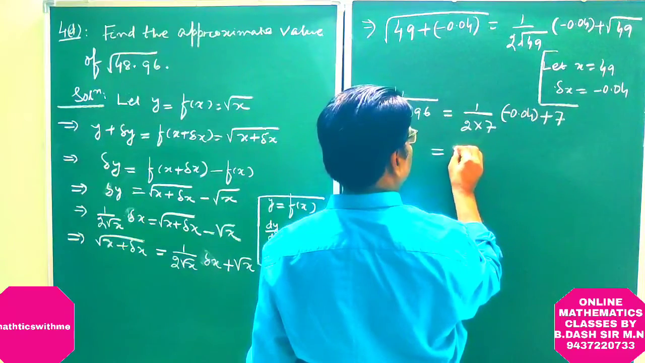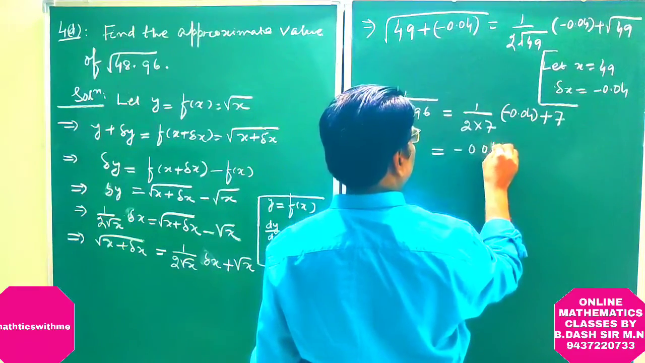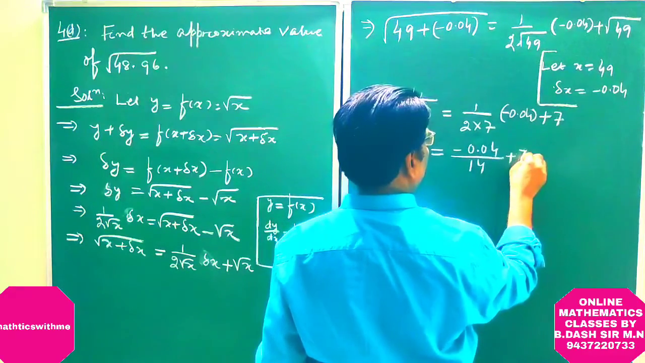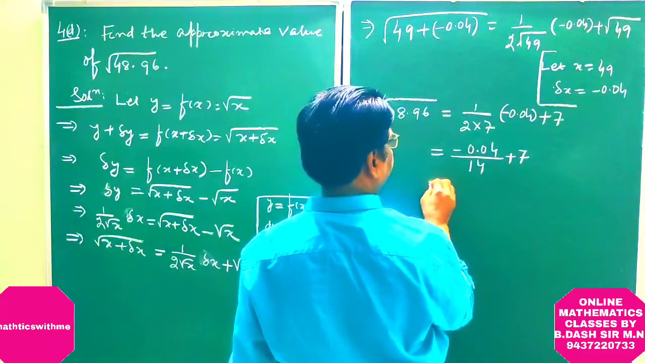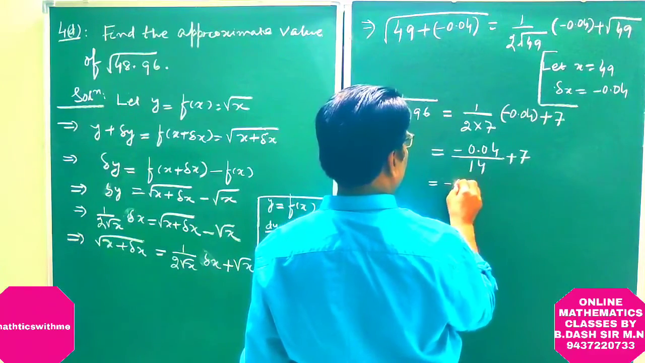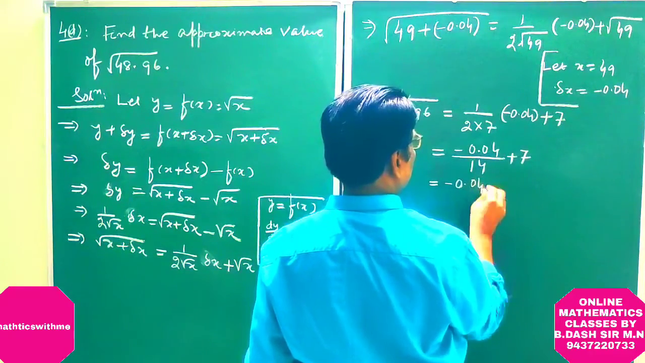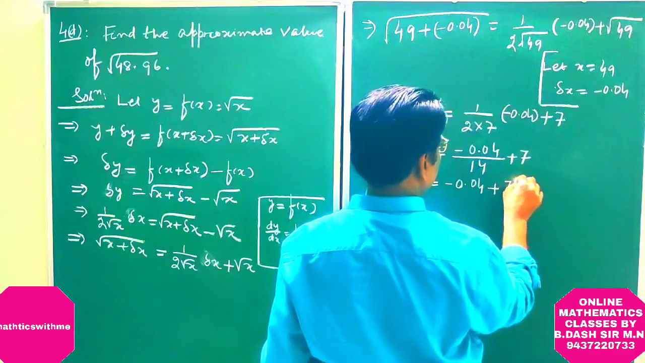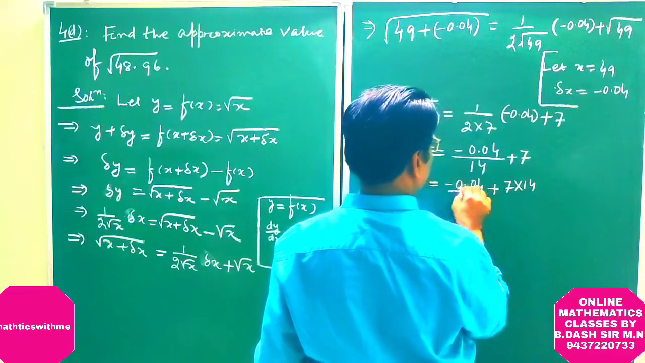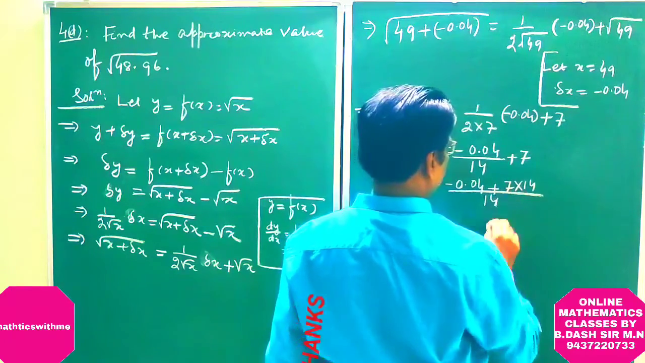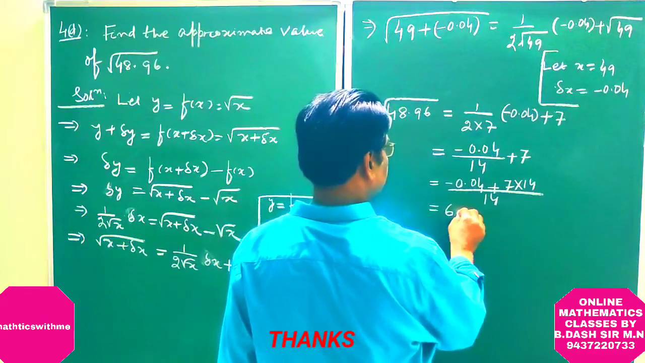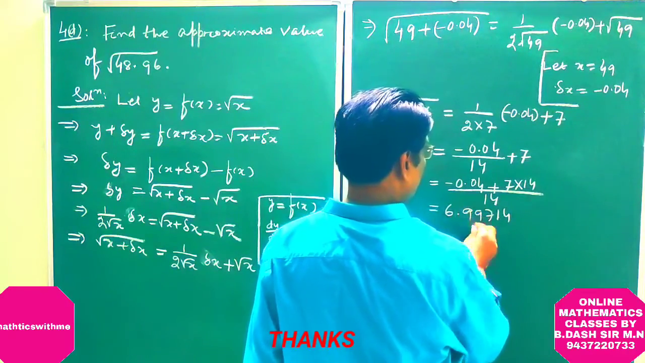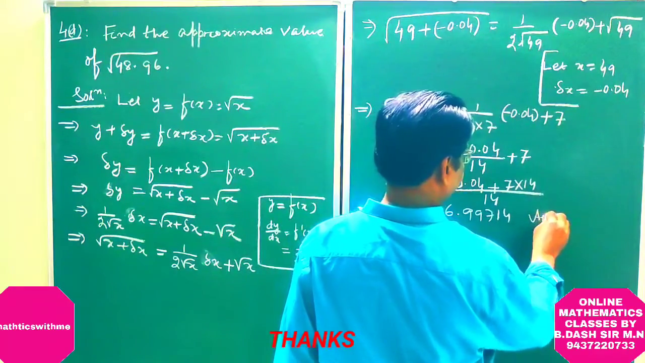This is equal to minus 0.04 by 14 plus 7. This is minus 0.04 plus 7 into 14 by 14. This is equal to 6.99714 approximately.